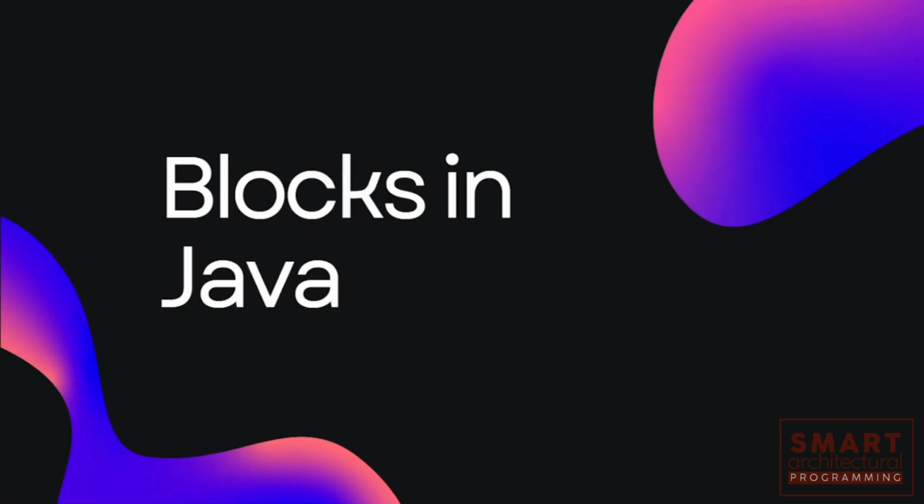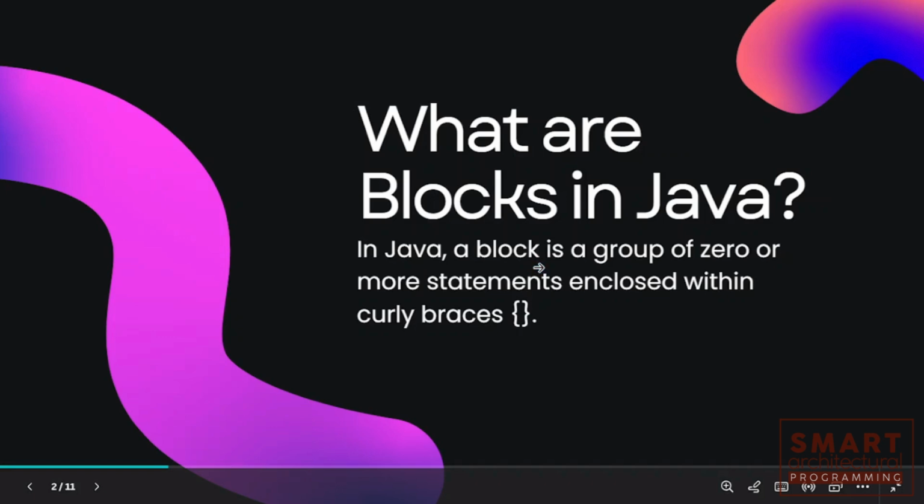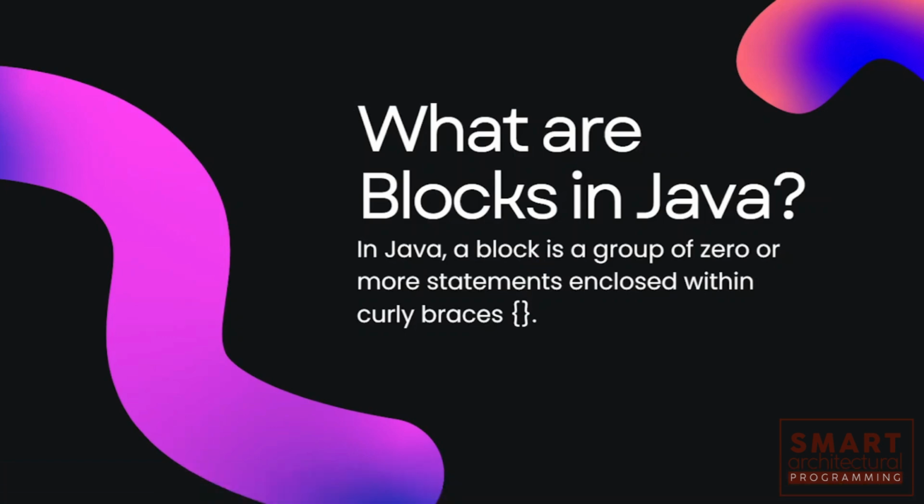First, we need to understand what blocks are. In Java, a block is a group of zero or more statements enclosed within curly braces. Blocks define scopes, control execution, and help with better organization of your code. There are different types of blocks in Java, and today we'll cover all of them.